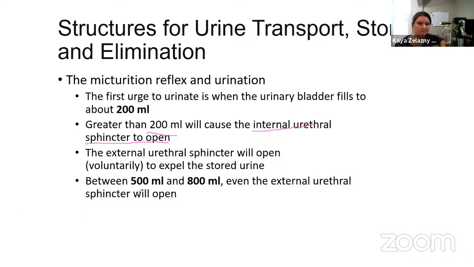And there is a point at which even that external urethral sphincter fails and you really can't hold it anymore. That usually is somewhere between 500 and 800 milliliters, right? So at that point, the pressure would be so great that it really will force the external urethral sphincter open.